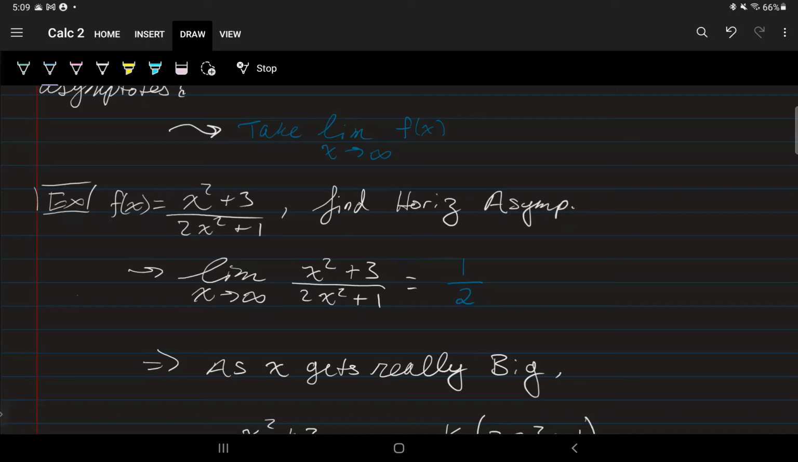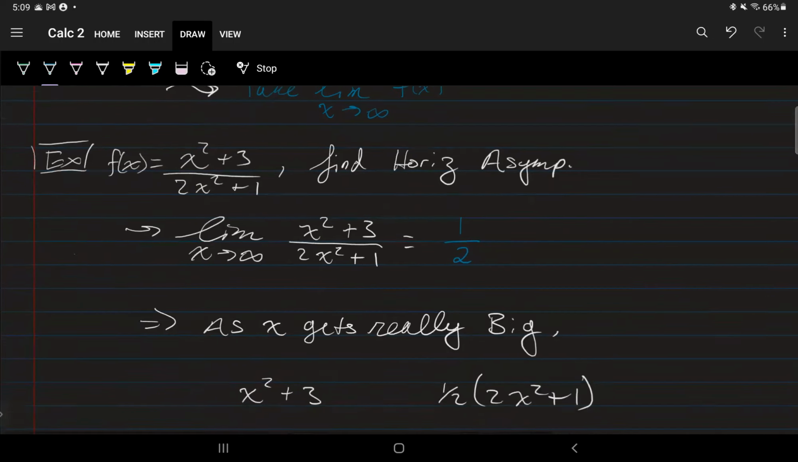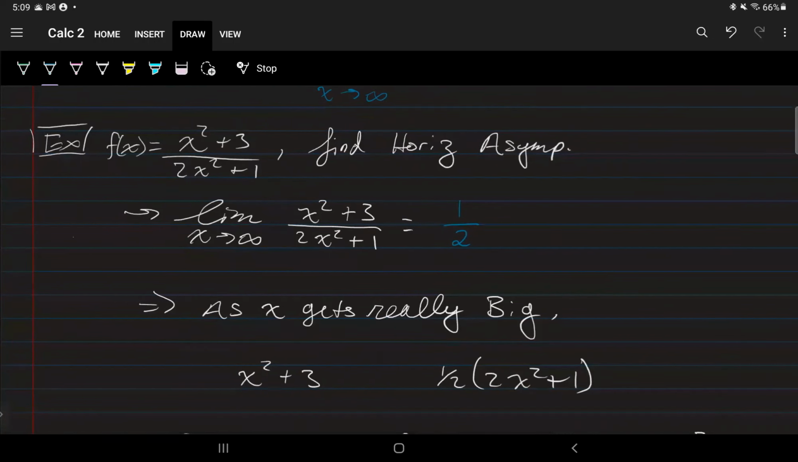But let's go a little bit deeper than just that. What does that mean? As x gets really big, this function on the top here is roughly half the size of this function. So as x gets really big, x squared plus 3 is approximately equal to 1/2 times 2x squared plus 1. And that kind of looks like it makes sense, right?